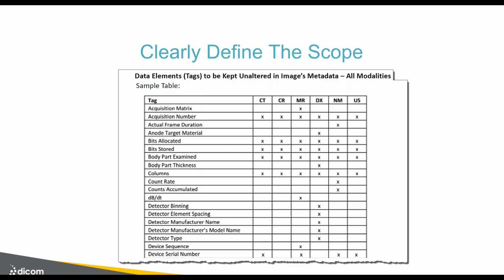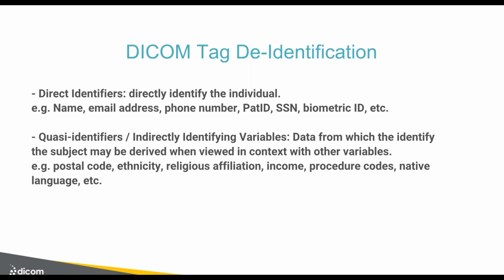You can get an idea. This is just an example, and just things to think about. Direct identifiers are kind of easy: the patient's name, their email address, social, and those are pretty straightforward.